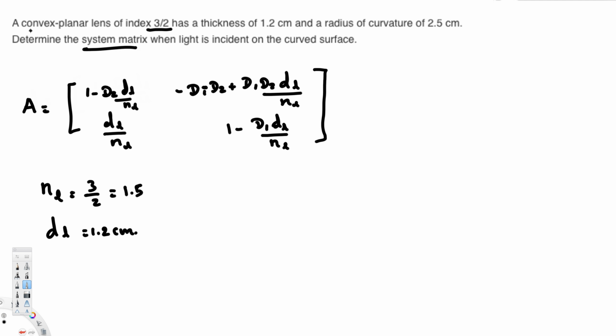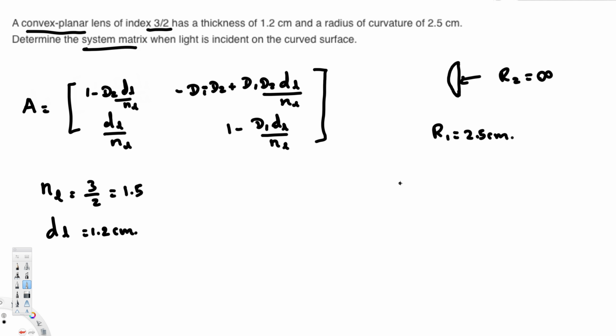They have also mentioned this is a convex planar lens, and a convex planar lens looks like this, right? So on the first side we have a radius of curvature, that is given as 2.5 centimeter. R1 is equal to 2.5 centimeter. And if you look at the second side, this is a flat surface, right? So for a flat surface, R is infinity, so R2 is infinity. Now we have R1 and R2, so we can find the power in the first side and the power in the second side.